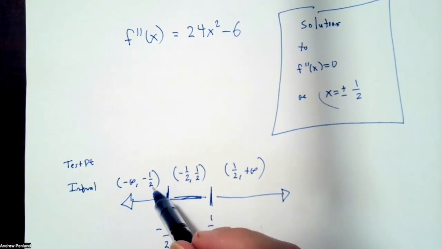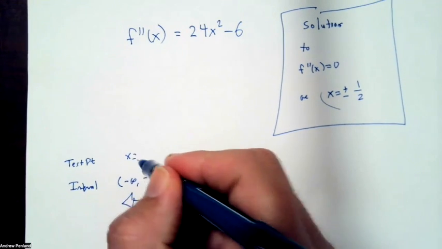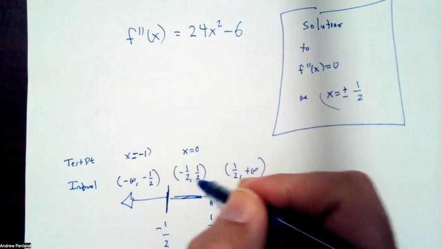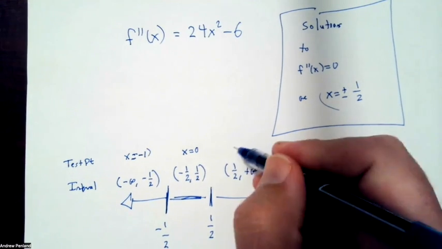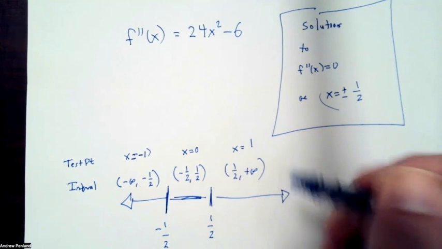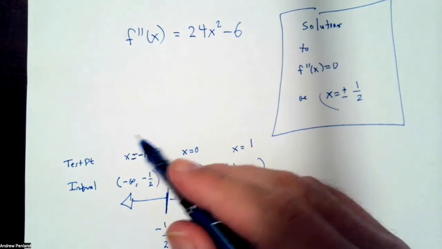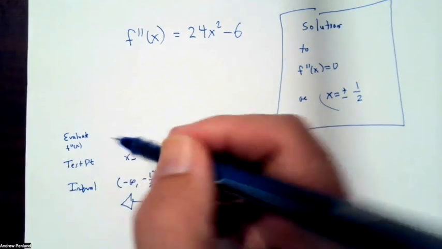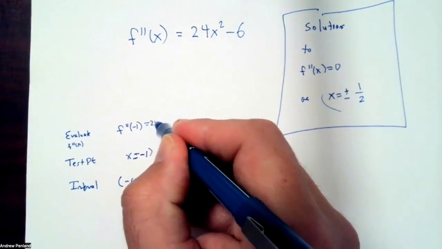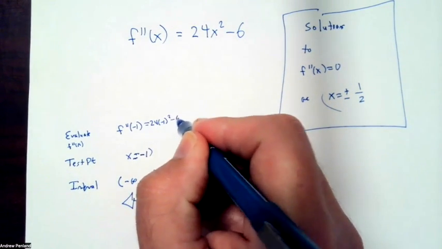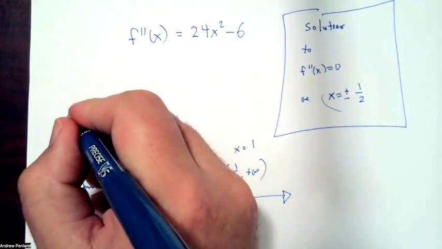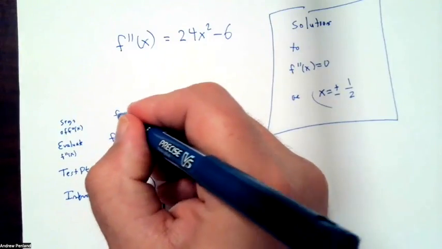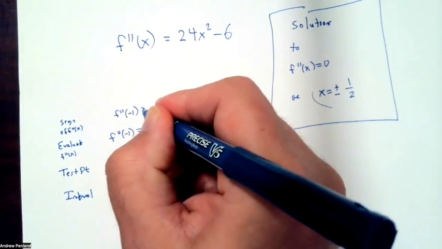So from negative infinity to negative 1/2, I could test lots of things, but let's do x equals negative 1. In negative 1/2 to 1/2, I could do x equals 0. And from 1/2 to infinity, I could do x equals 1. Now I want to evaluate f double prime at the test point. So f double prime of negative 1 is 24 times negative 1 squared minus 6, which is positive 18. So my conclusion about the sign of f double prime of x here is that f double prime of negative 1 is positive.